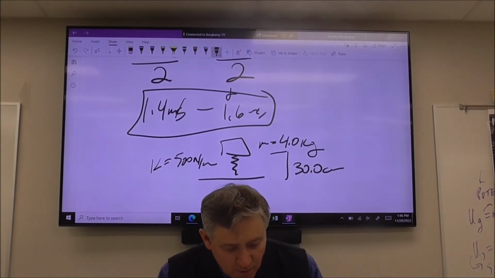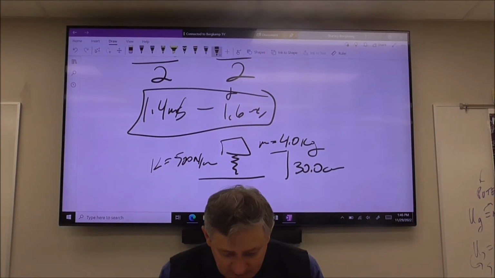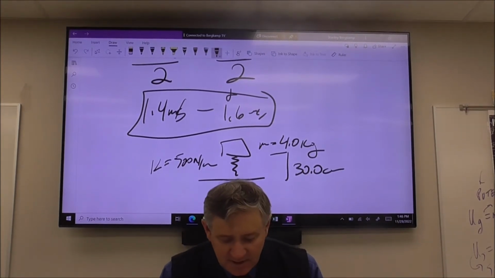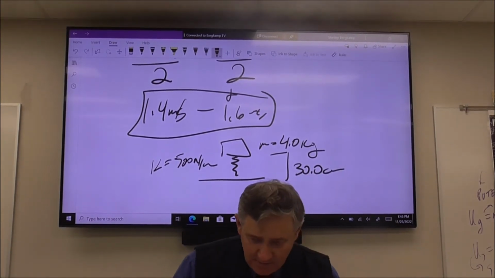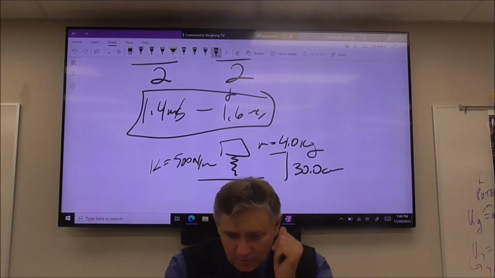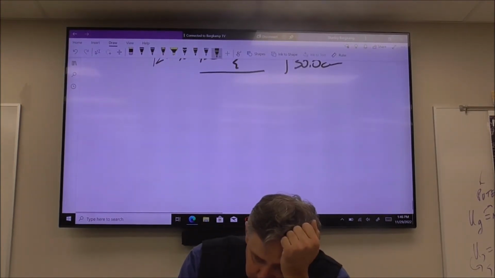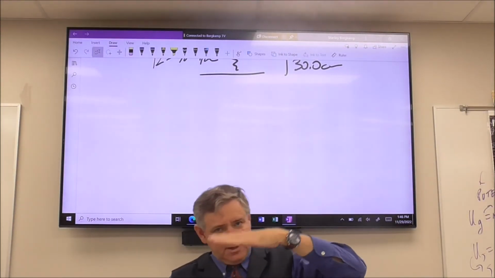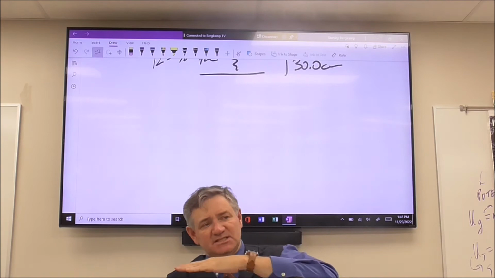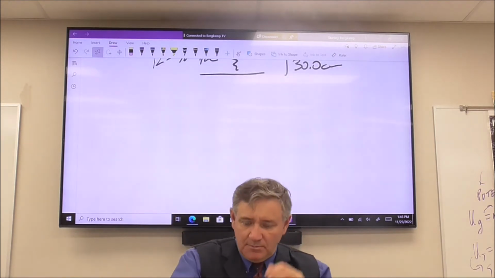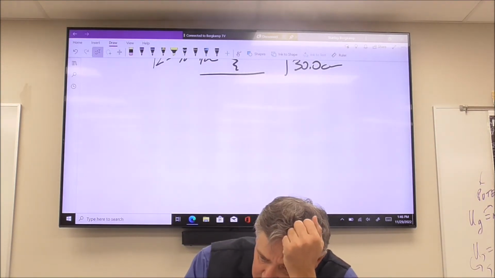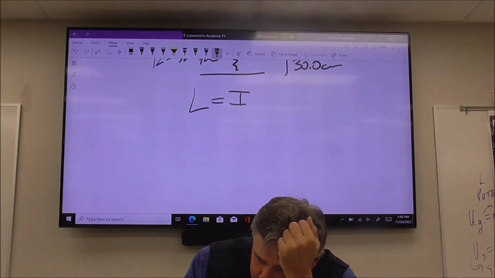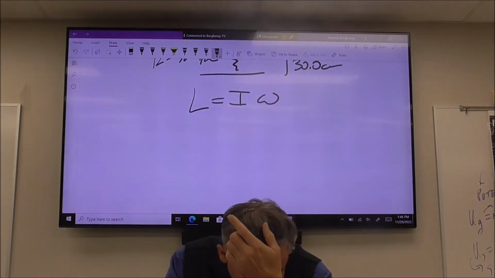When you get to question number 5, let me explain something about what's going to happen on number 5. It's kind of a cool algebra trick. So this rod is going to move about a fixed point, right? So when things spin, you have to talk about angular momentum. So start with the idea that L equals I omega, right?